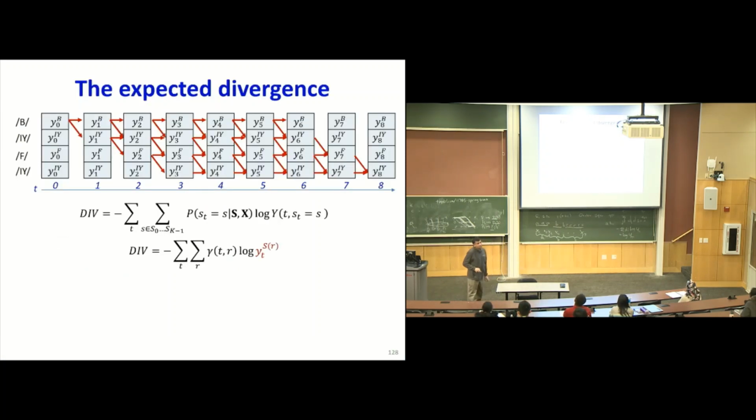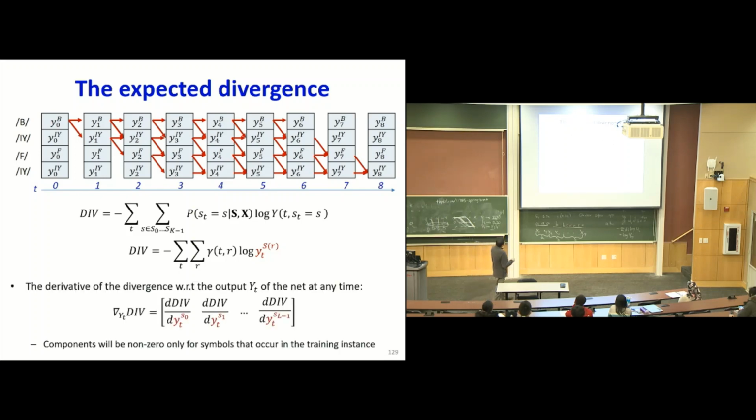Let's see how this affects our divergence, because this is what we were doing, right? Our divergence was computing the expected divergence over all possible alignments. But then when you tried to do that, you ended up summing over all time and computing the expected divergence across each column of this graph. The expected divergence, of course, had the log probability for each box, but that had to be weighted by the posterior probability, which was just gamma t,r. Okay? And now, when I'm performing back propagation, this is what I must differentiate with respect to the outputs of the network.